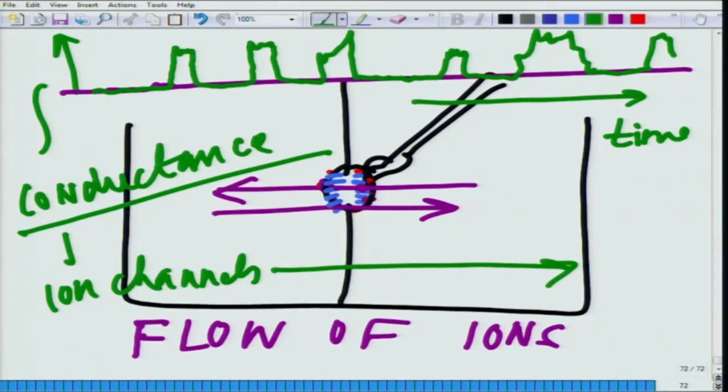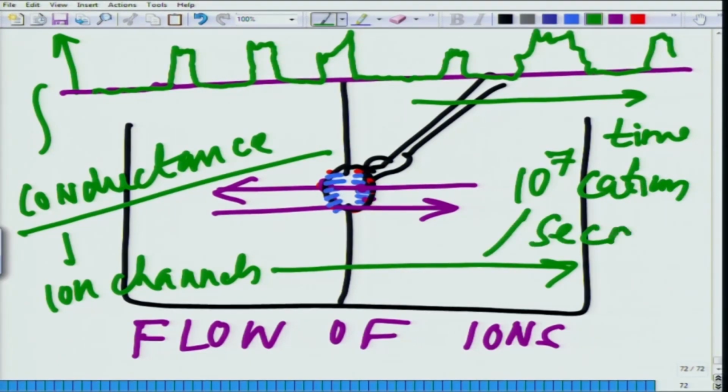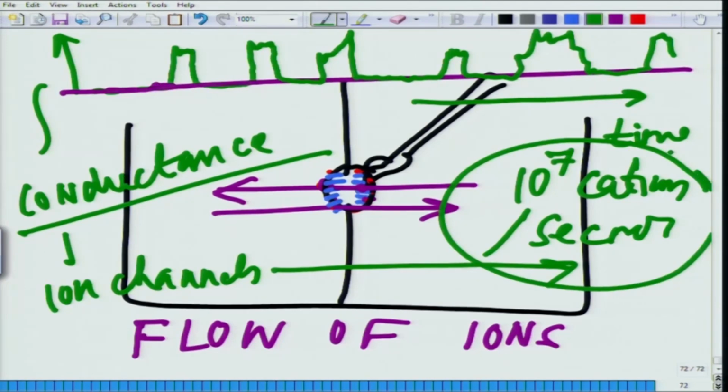But just for your interest, I can tell you that across these gramicidin channels, almost 10 to the power 7 cations could travel per second. This is almost the rate of migration, which is a huge number. Okay. So, with this we will move on to see.